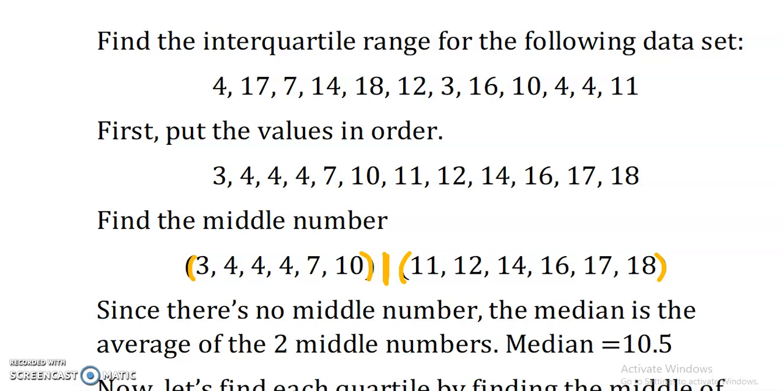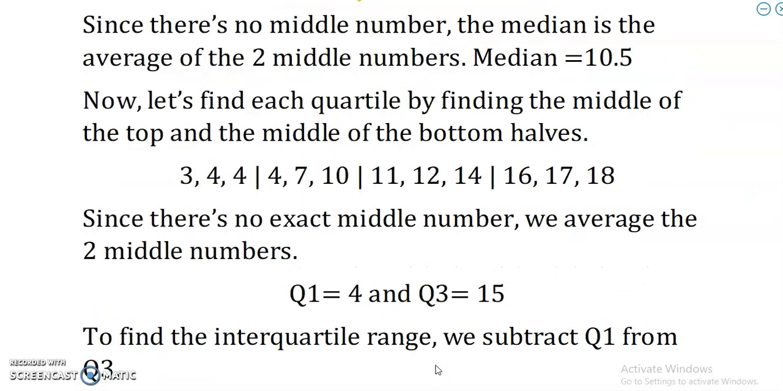So the median is actually the average of the 2 middle numbers, or the mean of the 2 middle numbers. So we divide those and we end up with 10.5, right? Because we want exactly halfway in between these 2 numbers. So our median is 10.5. So since there's no middle number, that's our median, and then we find each quartile.